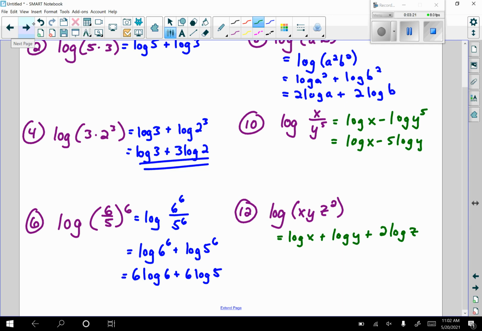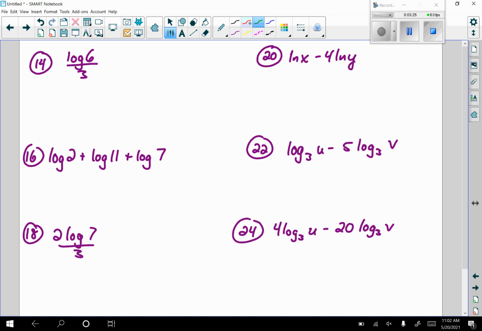Now the ones on the back were a little more challenging. 14 and 18 are very similar. Notice this isn't log of 6 over 3, it's log 6 over 3, which can actually be written as 1/3 log base 10 of 6. And the only thing to really do here, it's not that this is expanded, but we want to write it as a single logarithm, so seeing log of something combined together. So this becomes log of 6 to the 1/3. You could leave it this way, or it's also log of the cube root of 6. So either one of those are fine.